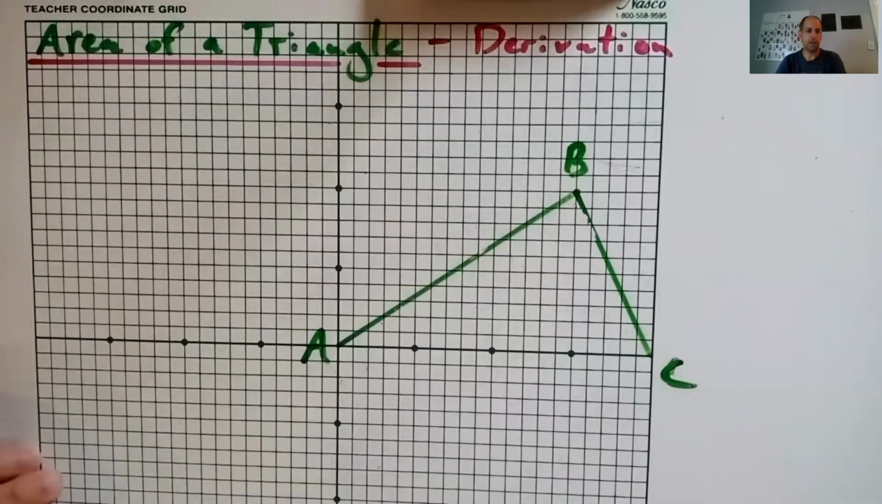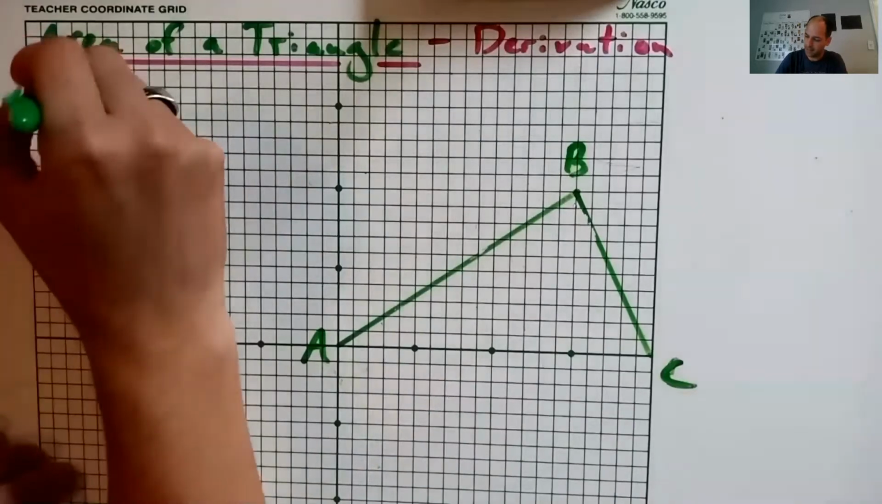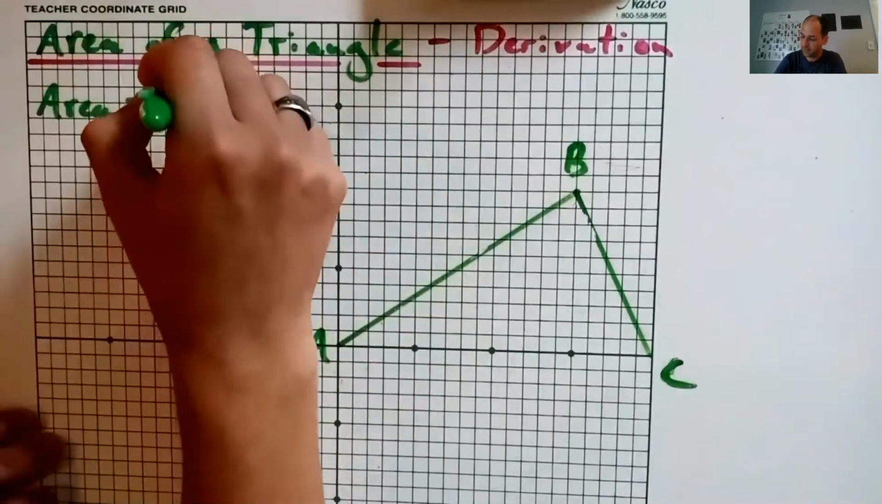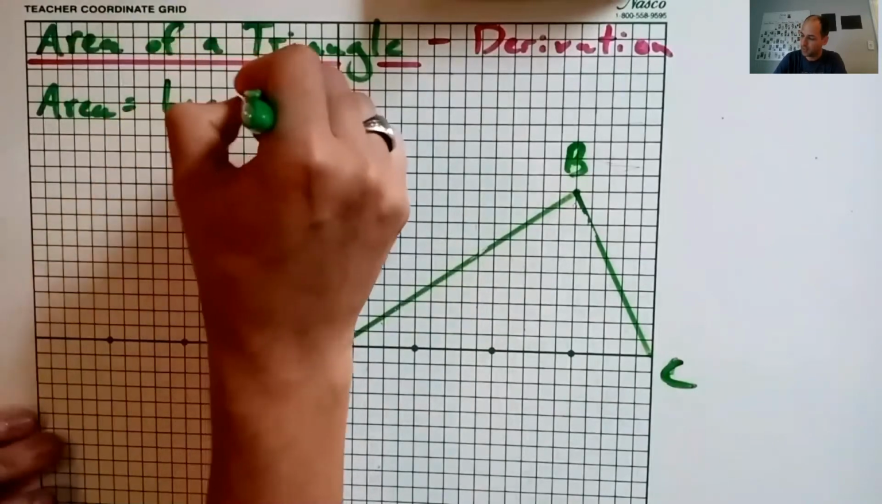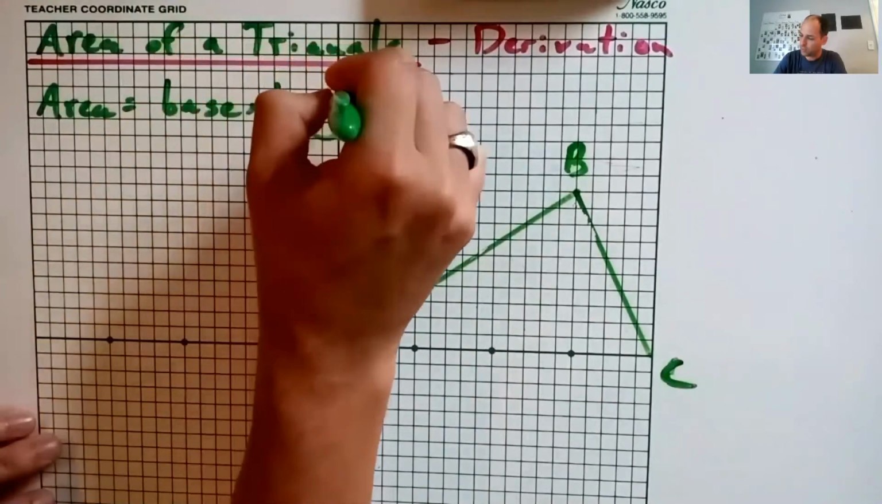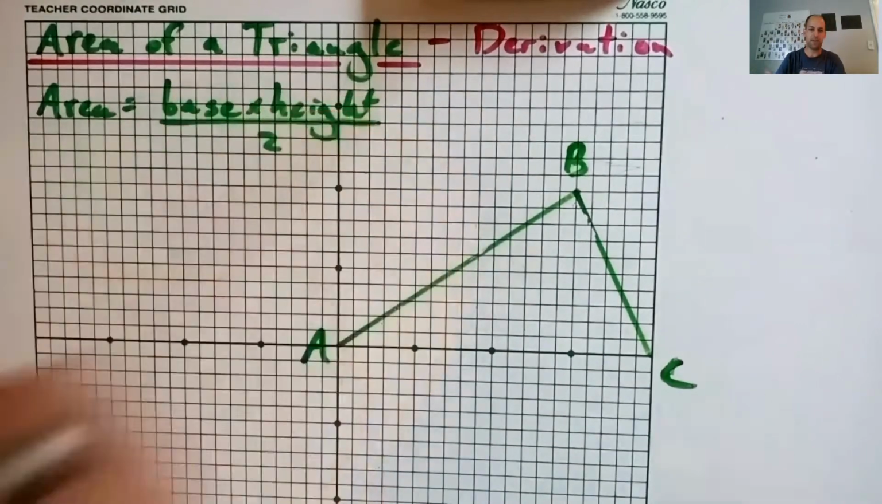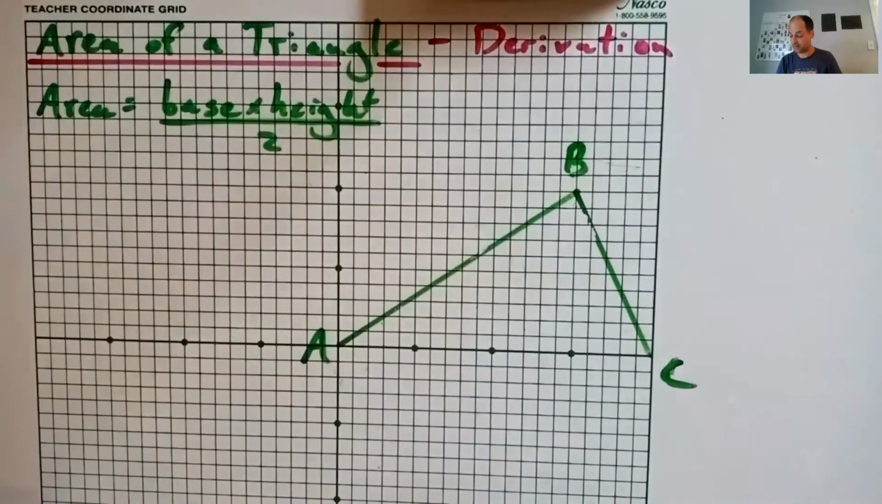This is a derivation for the area of a triangle. Now, most people understand the area of a triangle to be a half base times height, right? Base times height over 2. But what if the base isn't known, or what if the height isn't known?